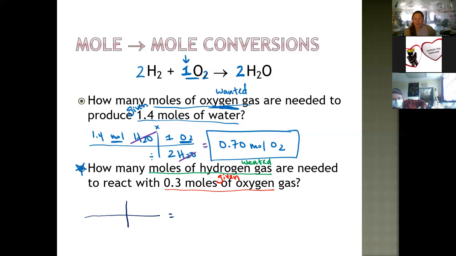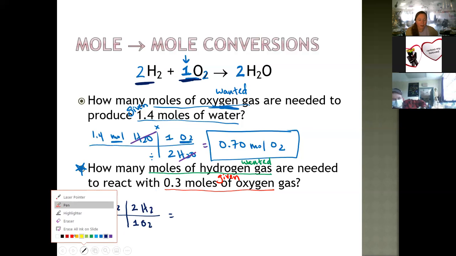All right, so hopefully you put your given at the beginning, 0.3 moles of oxygen gas. We want to flip that into hydrogen gas. I'm going to put O2 on the bottom, H2 on the top. In front of O2, I'm going to put a 1. In front of H2, I'm going to put a 2.